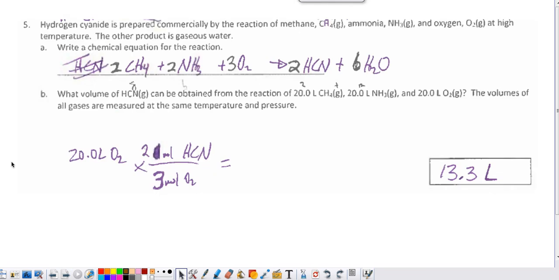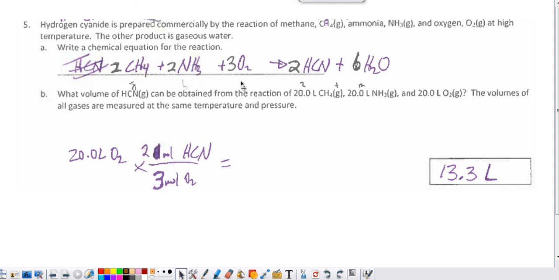Number 5, we have hydrogen cyanide, which is a gaseous molecule that floats around. If it was an acid, if it was in water, it'd be hydrocyanic acid. So it's hydrogen cyanide. I got excited and wrote the formula here, and I shouldn't have. It is made by methane, ammonia, and oxygen at high temperatures, the other product being gaseous water. So I wrote methane, ammonia, oxygen, hydrogen cyanide, and water, and then I struggled through the balancing. This took me a little while.